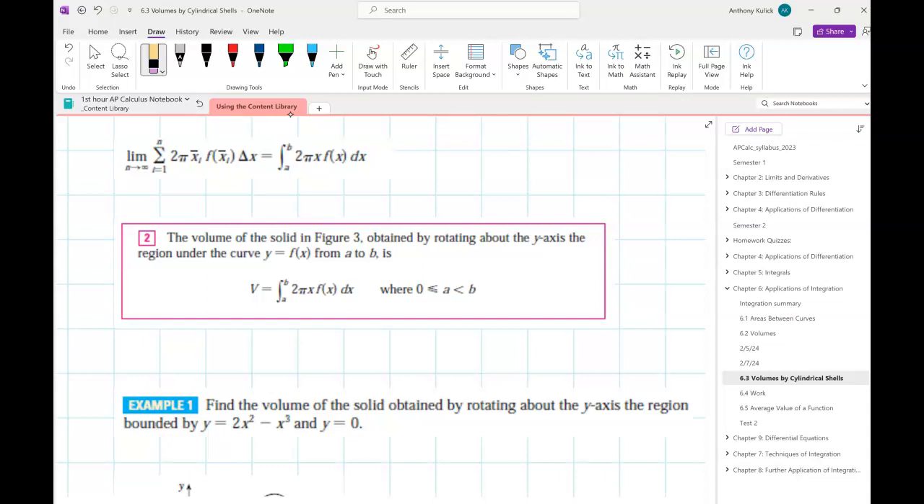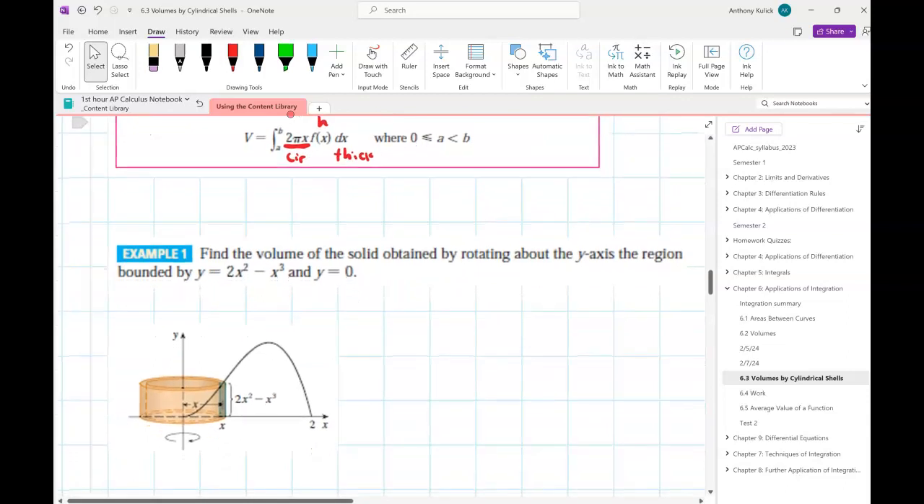Yes, Beck? Is the x in that equation the thickness of the cylinders? The dx is still the thickness. The x is like the height of the cylinder. Oh no, I'm sorry. So this 2 pi x is the circumference. The height of the cylinder is the f of x. And the dx is like the thickness. Mm-hmm.